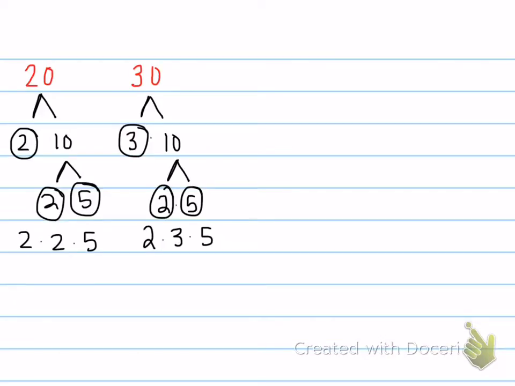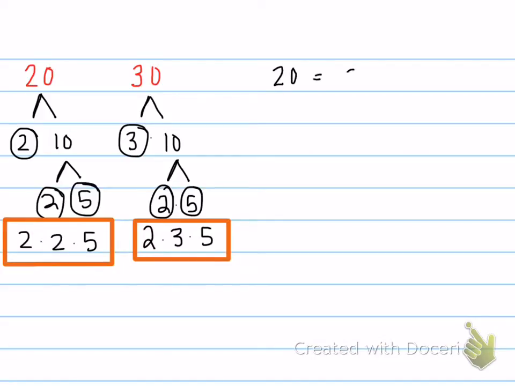Okay, so you should check your prime factorizations for 20 and 30, making sure that you got 2 times 2 times 5 for 20 and 2 times 3 times 5 for 30. If not, you should go back and fix that right now. If that is what you had, let's look at how to find the GCF and LCM again. So 20 was 2 times 2 times 5, and 30 was 2 times 3 times 5.